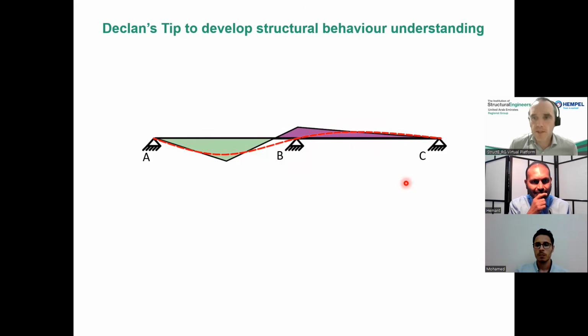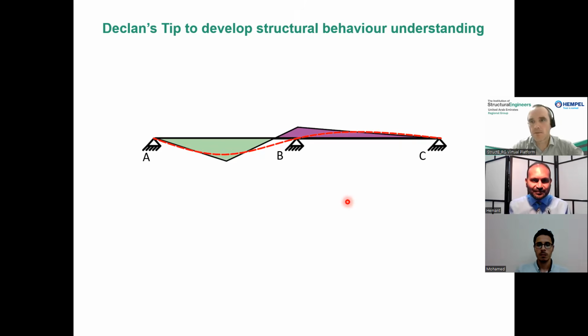So these principles I've just described, you can apply that to all types of structures. So I hope that assists you in some way when you do the analysis.